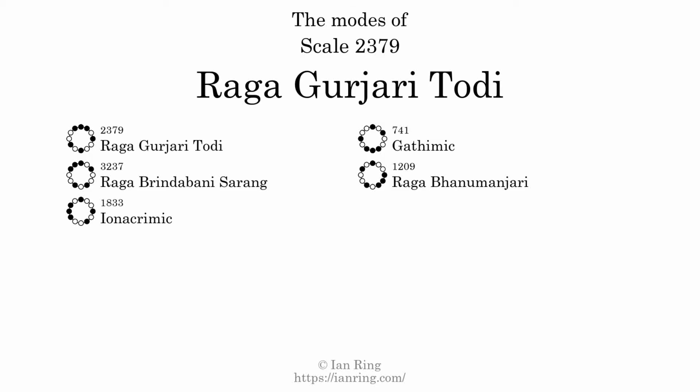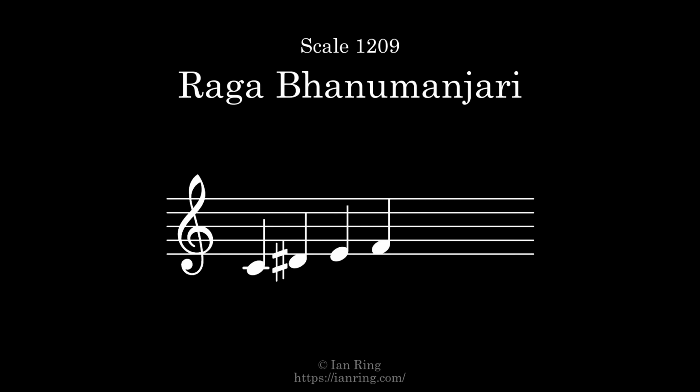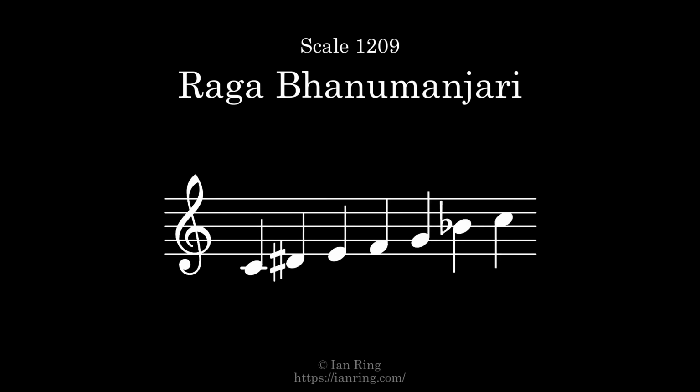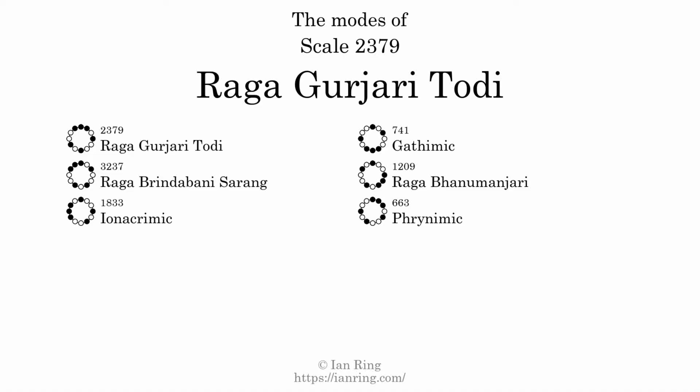The fifth mode is scale 1209, also known as Raga Banamanjari. It sounds like this. The sixth and last mode is scale 663, also known as phronemic. It sounds like this.